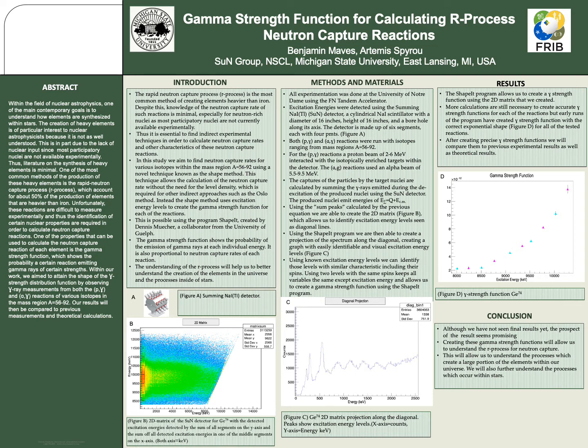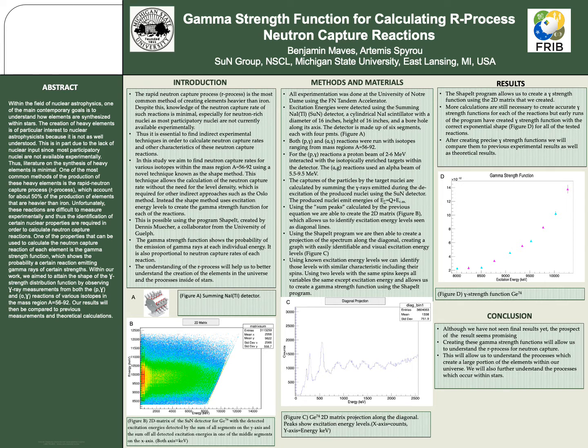In this study, we use the novel shape method to create a gamma strength function for each of our tested reactions. The gamma strength function is proportional to the neutron capture rate. Whereas other techniques, such as the Oslo method, require reactions level density, the shape method only requires excitation energy levels to create a gamma strength function.